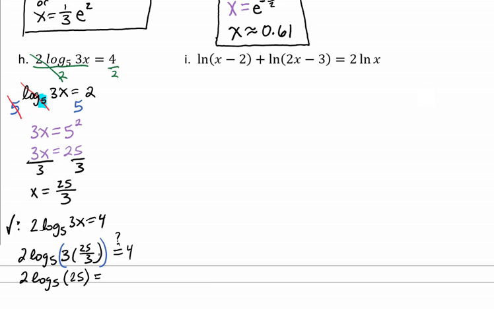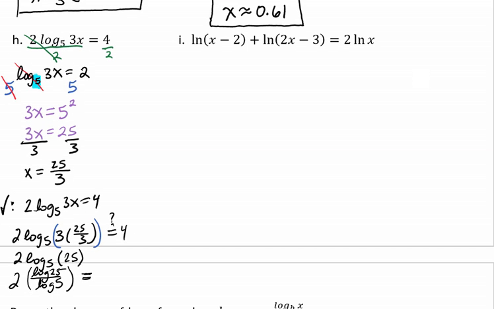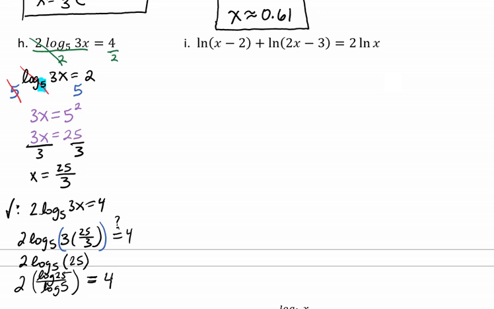From here, to check to see if that equals 4, we need to use our change of base formula. That means we're going to have 2 times the log of 25 over the log of 5. When we plug that into our calculator, that gives us a value of 4. Then when we look up and check, we see that it is in fact a match, meaning that we do in fact have a solution of 25 over 3.